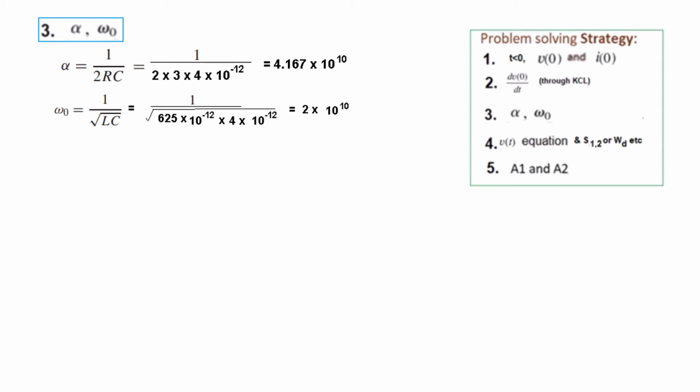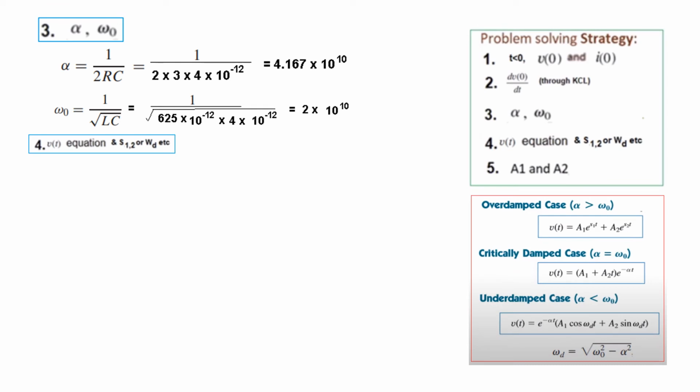Now, in order to determine the type of damping, or to find the Vt equation, we have to compare alpha and omega. These are the formulas given in the book: if alpha is greater than omega, we'll use this formula for voltage, if it is equal to omega, this one, and if it is less than omega, this one. In our case, alpha 4.16 is greater than 2. That means the circuit is overdamped, and we'll use this formula for voltage. So this is the formula we are going to use.